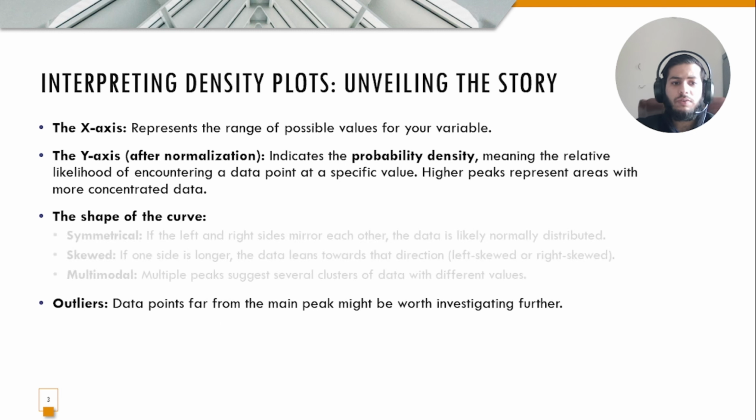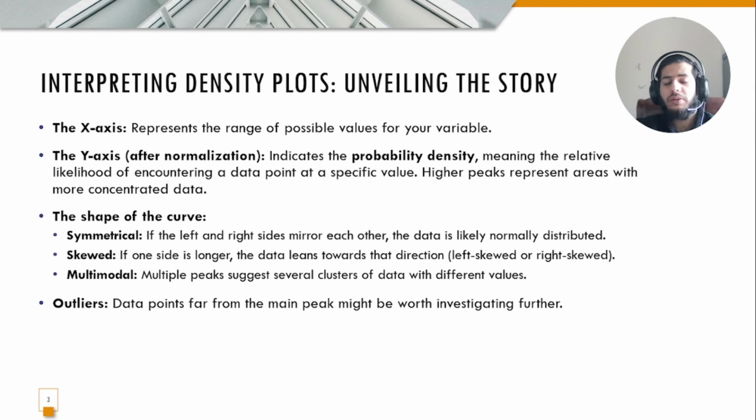The shape of the curve. There are three types of shape of the curves. Number one is symmetrical. If the left and right side mirror each other, then the data is likely normally distributed. The second one is skewed, either left skewed or right skewed, okay? If the data leans toward the left or right. Similarly, multimodal. Multimodal is basically multiple peaks suggesting several clusters of data with different values, okay?